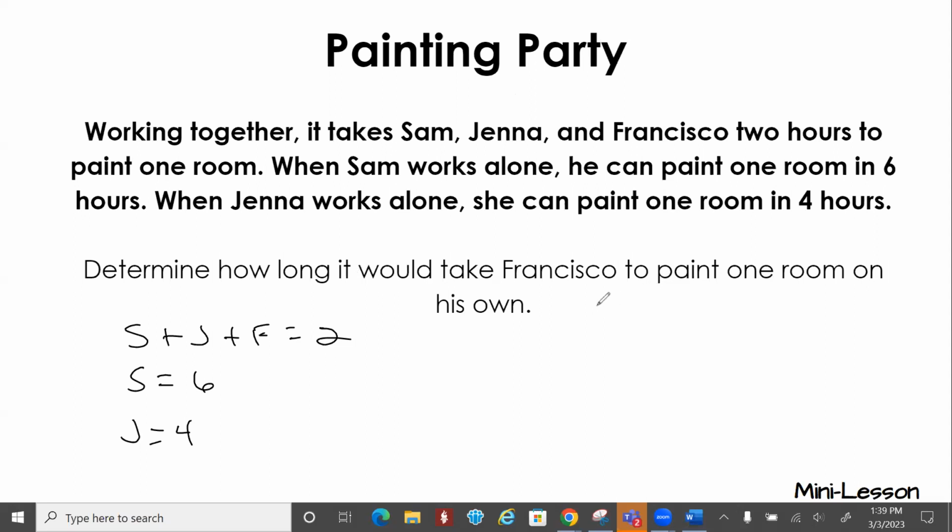Okay, so this question is a little weird, but what we're going to do is create a rational equation to help us solve this. Since Sam can paint one room in 6 hours, we're going to say 1/6 plus Jenna can do one room in 4 hours, plus we don't know Francisco, so we're going to say 1/f. And they're painting one room in 2 hours, right?